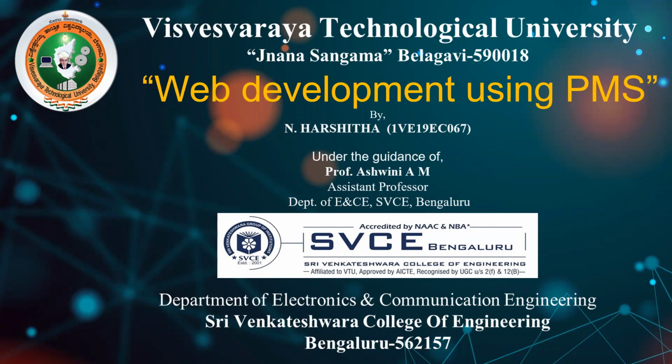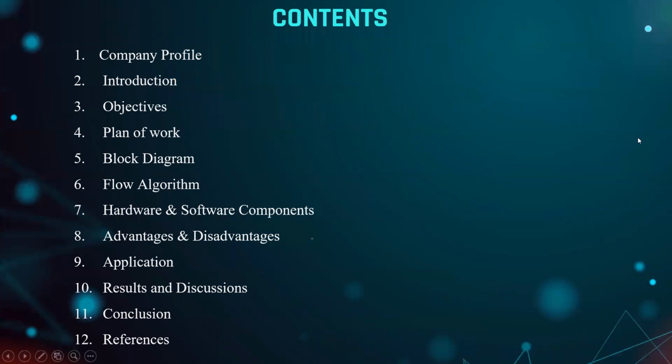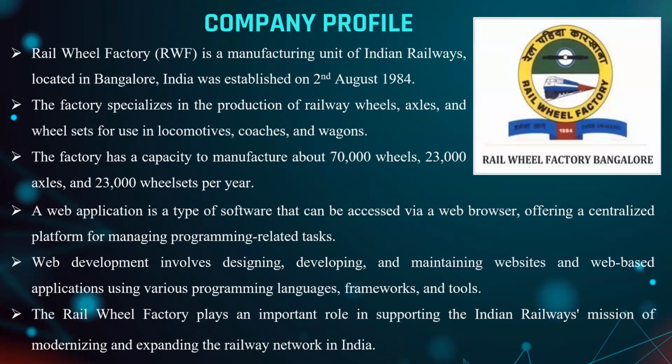Today, I'm going to share my internship experience in Rail Wheel Factory on web development using PMS. These are the contents of my PowerPoint: company profile, introduction, objectives, plan of work, block diagram, flow algorithm, hardware and software components, advantages and disadvantages, applications, results and discussions, conclusion, reference. Moving on to the next slide, we have company profile.